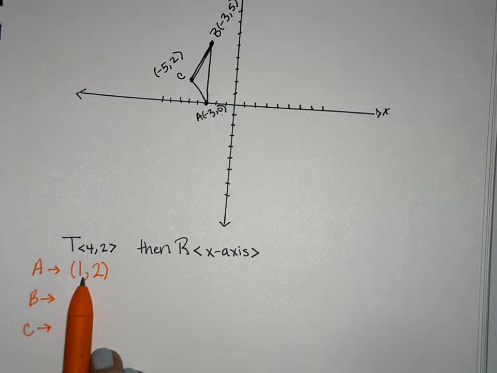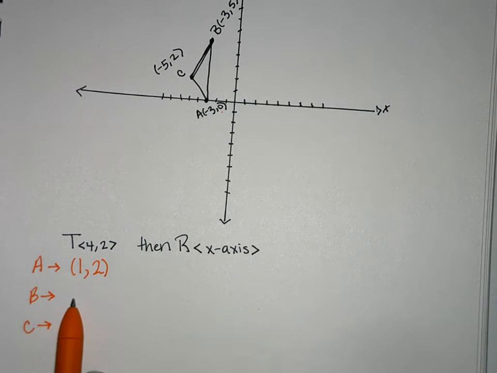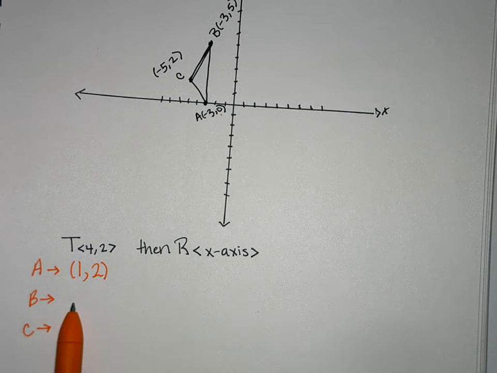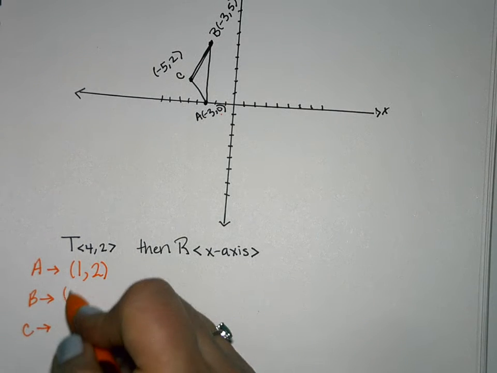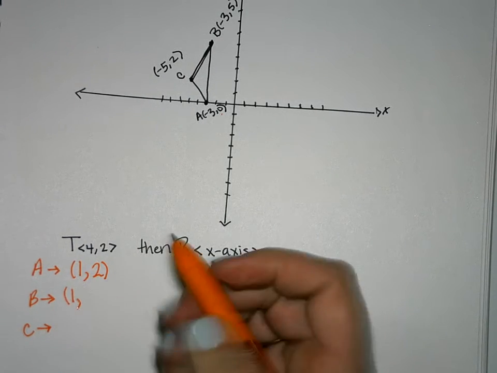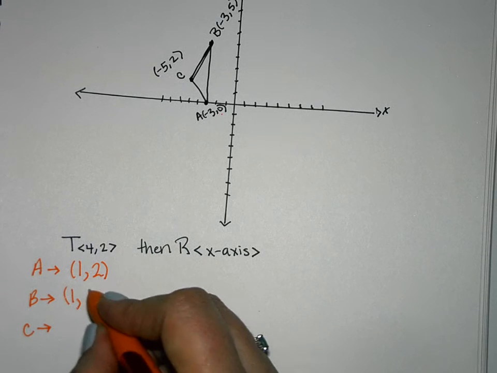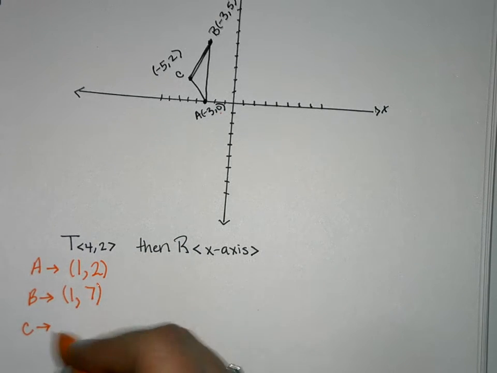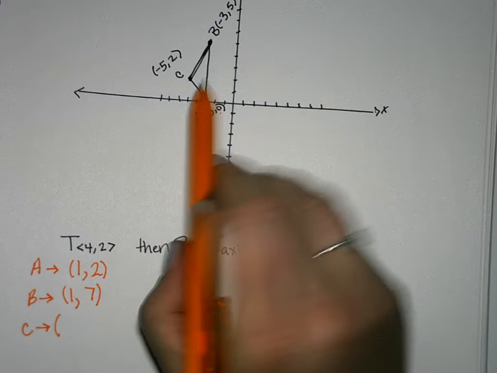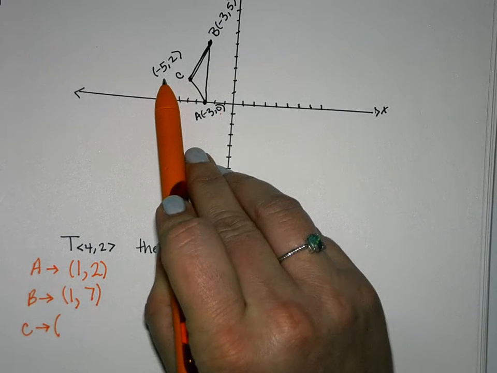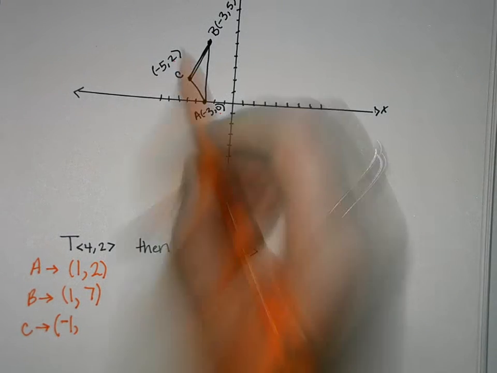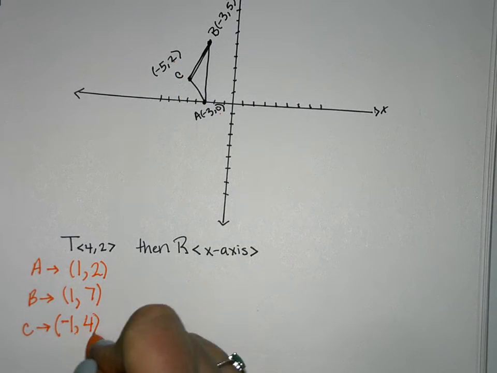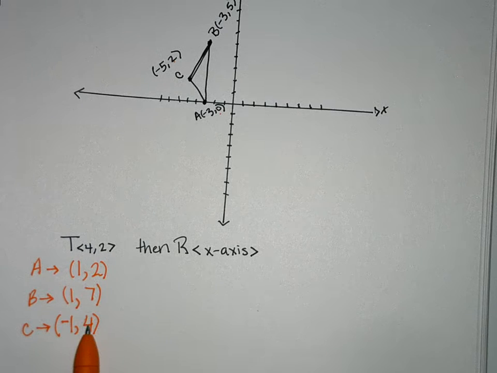For B, B is at -3, 5. I know it's kind of up off the screen there. So if we add 4 to -3, we get 1. What's 5 plus 2? 7. Okay, now C. -5 plus 4 is negative 1. 2 plus 2 is 4. So this would be where our points are after we've translated them.